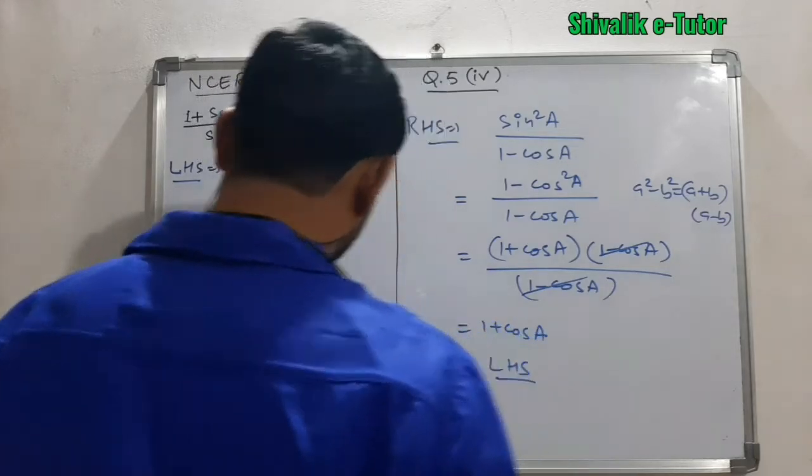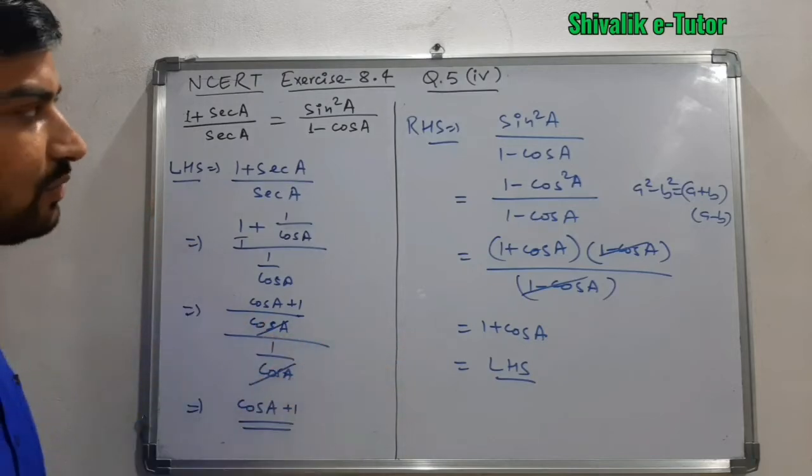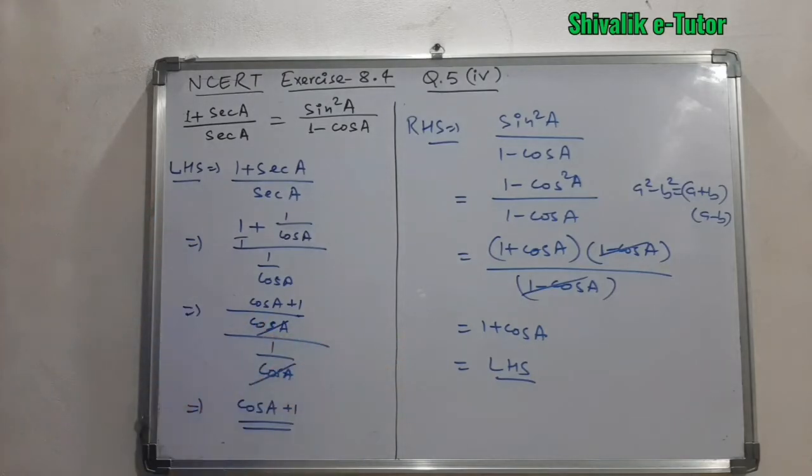So here we have solved the LHS and RHS, and they are coming equal. So this is how we solve this simpler question, which is very easy to solve, where we have to solve the LHS and RHS separately.